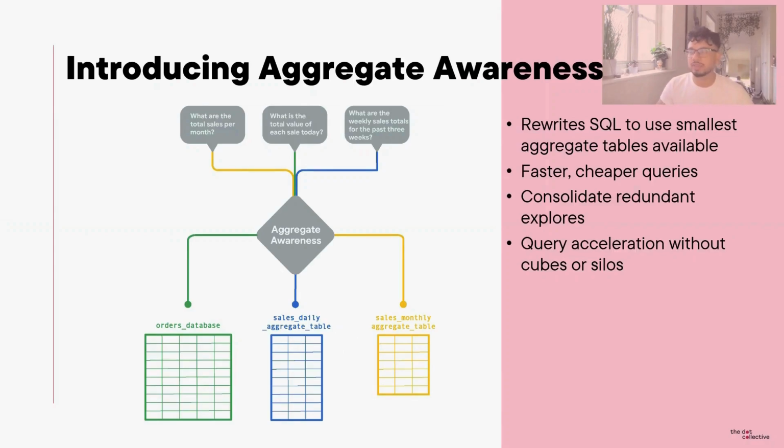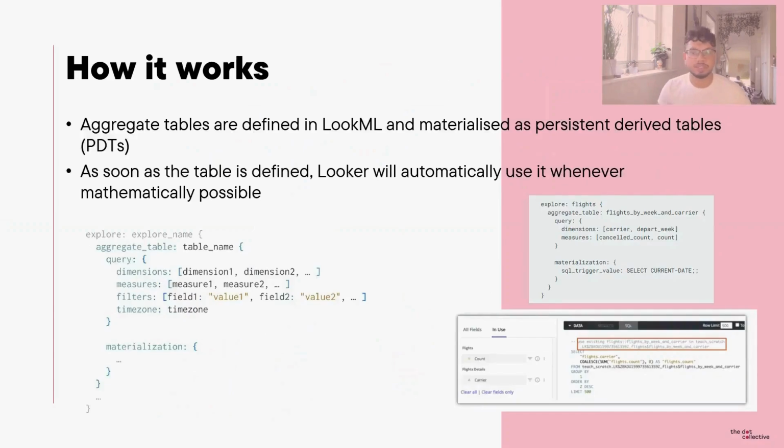We're consolidating redundant explores. In this example here that I got from the Looker documentation, we have three optional tables, each of different size, both in columns and in rows. And Looker is accelerating that query and pushing it to the most optimized table without cubes or silos, which are BI engine specific terms.